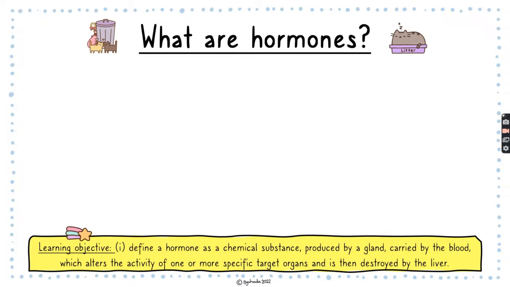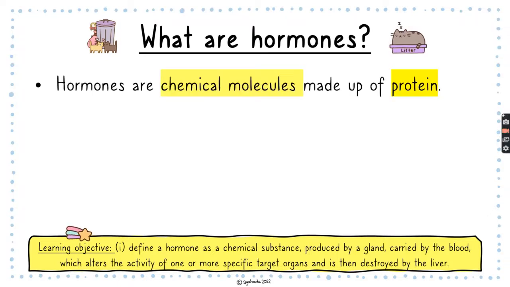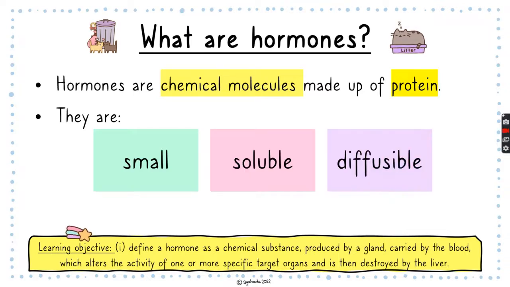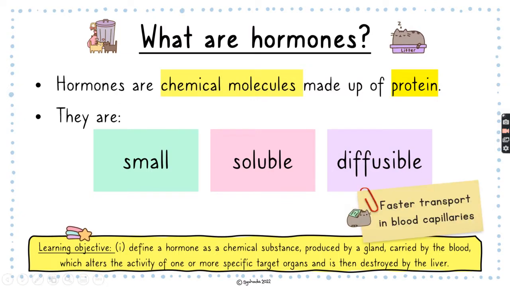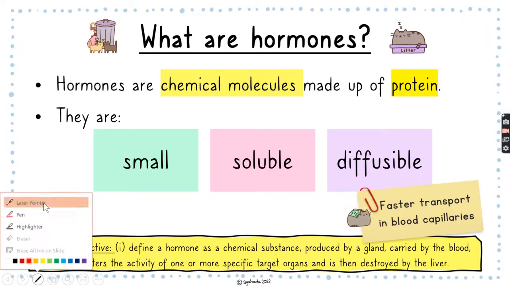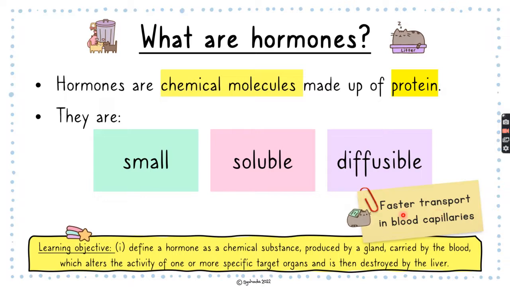So, what are hormones? Hormones are chemical molecules that are made up of protein, and they are very small, soluble, and diffusible. The reason for them being small, soluble, and diffusible is so that they can be transported faster in blood capillaries.